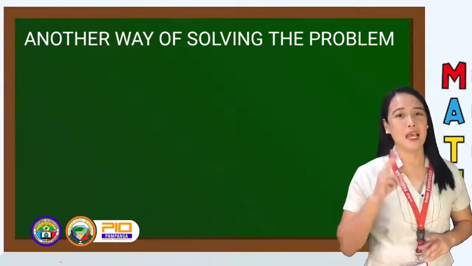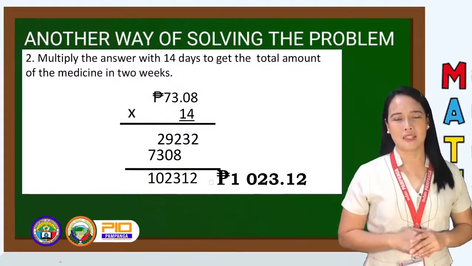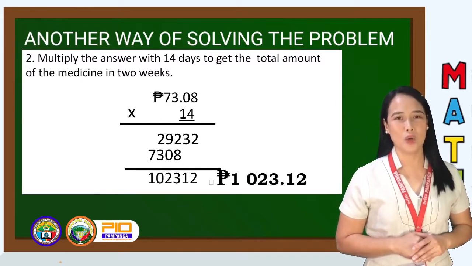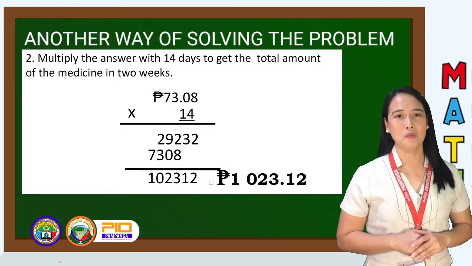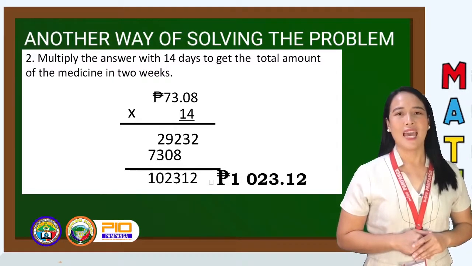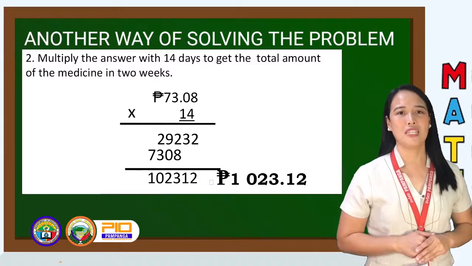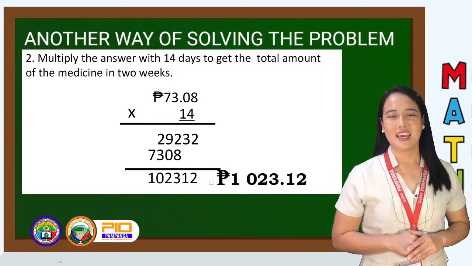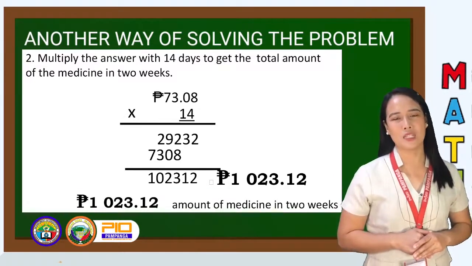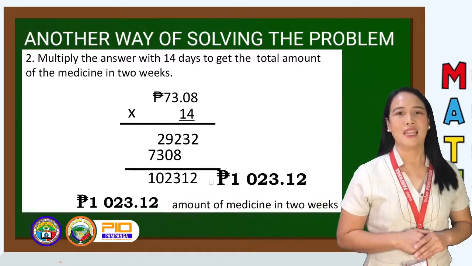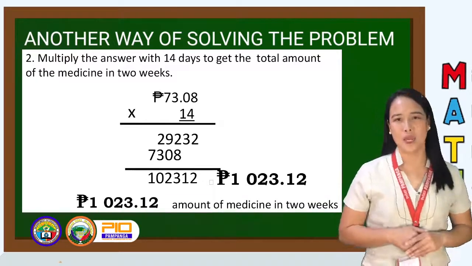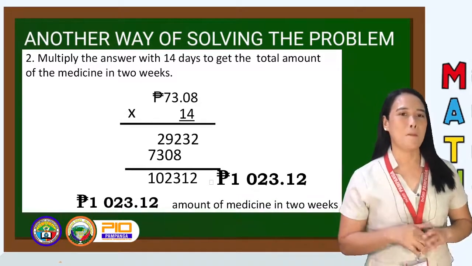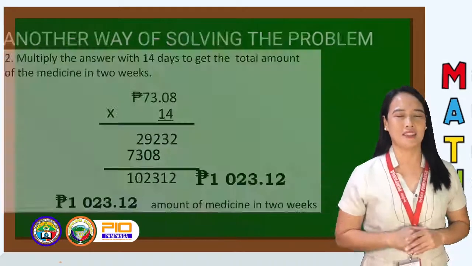That is the amount of 3 medicines a day or in 1 day. Next, number 2. Multiply the answer by 14 days to get the total amount of the medicine in 2 weeks. So that would be 73 pesos and 8 centavos times 14. What is the answer? Yes, it's 1,023 pesos and 12 centavos. That is the amount of medicine in 2 weeks. Again, K-Kids, don't forget to write the peso sign in your final answer.